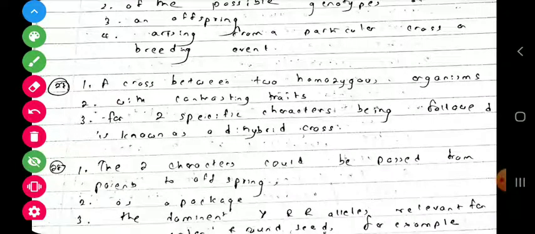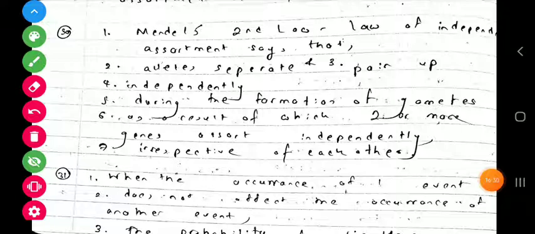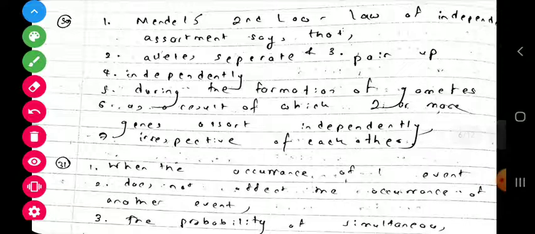The next one, we discussed this, didn't we? This part, yeah. So Mendel's second law of independent assortment: alleles separate and pair up independently during the formation of gametes, as a result of which two or more genes assort independently irrespective of each other.